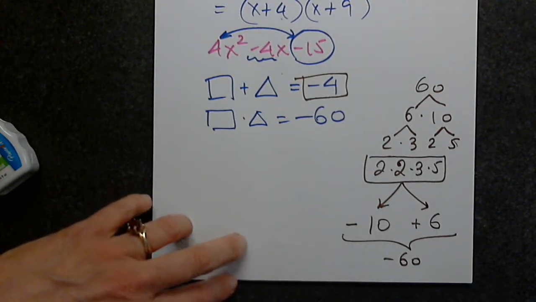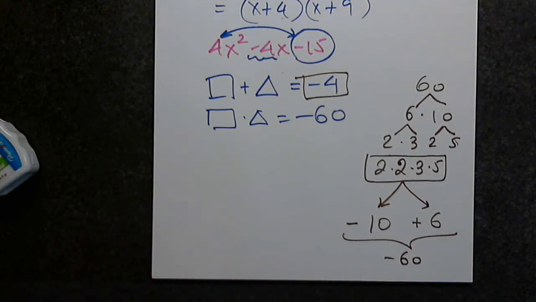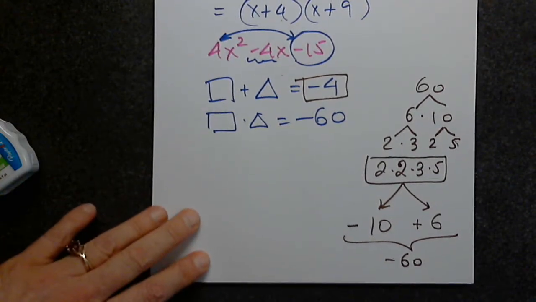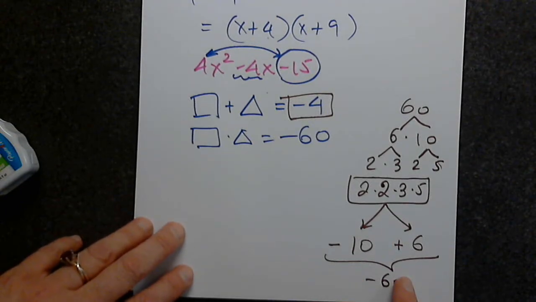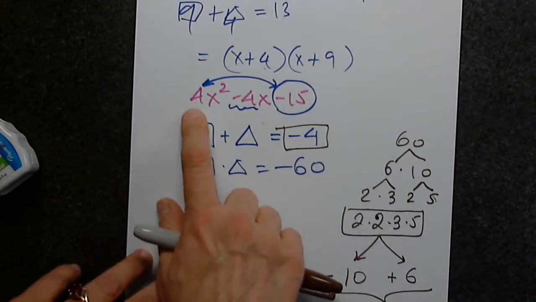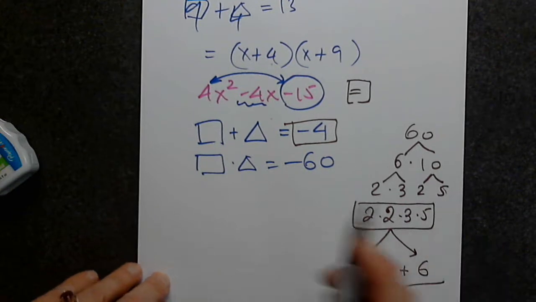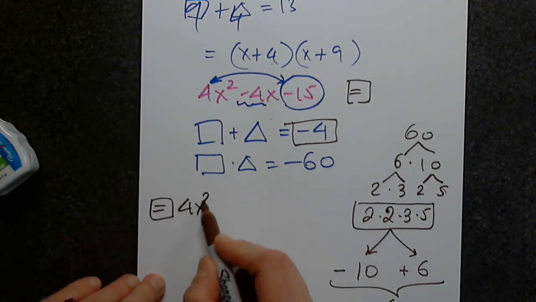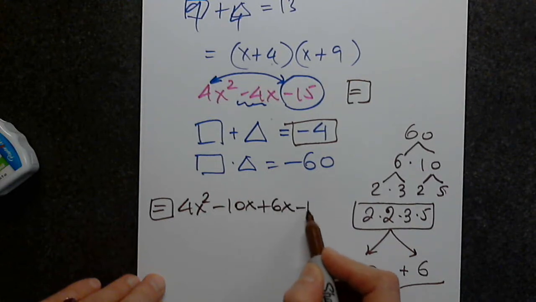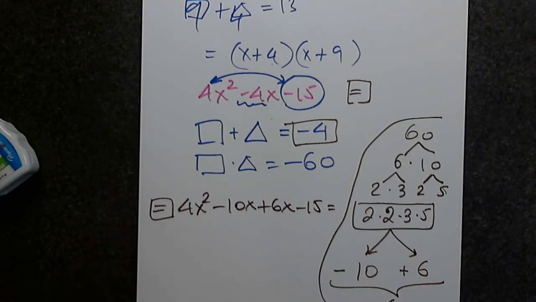And that's it. Now, please pay attention to the next step, because the next step is not x minus 10 times x plus 6. It's not, because the leading coefficient is not 1. So at this stage, I'm going to rewrite the problem as 4x squared minus 10x plus 6x minus 15. What I did was replace this negative 4x using the numbers that I just found. The sum is negative 4. The product is negative 60. These are the only numbers that work.